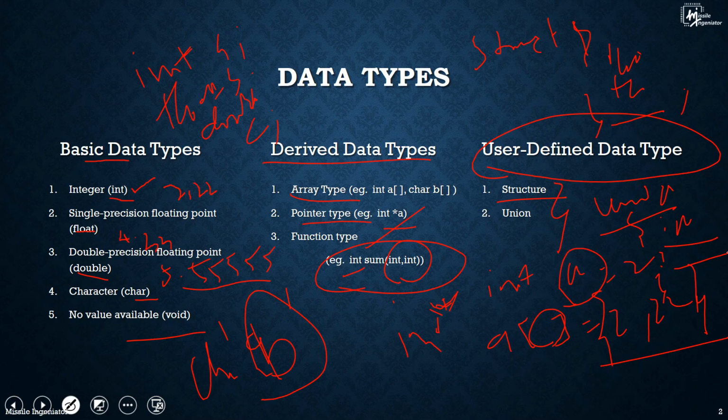I will be explaining array, pointer, function type, structure and union briefly in our upcoming tutorials. So these are the data types in C.